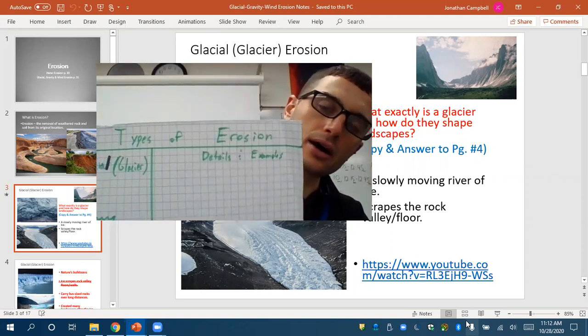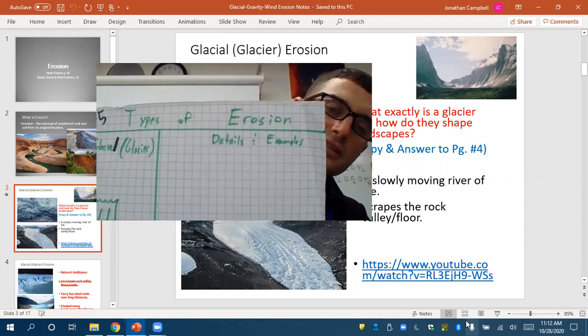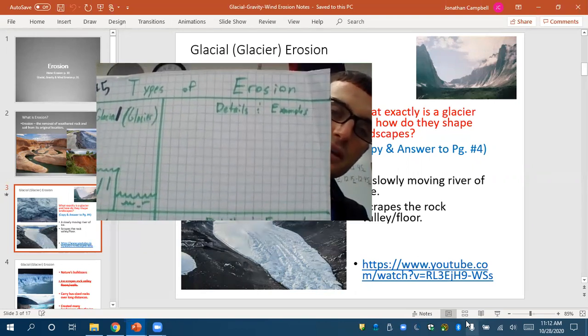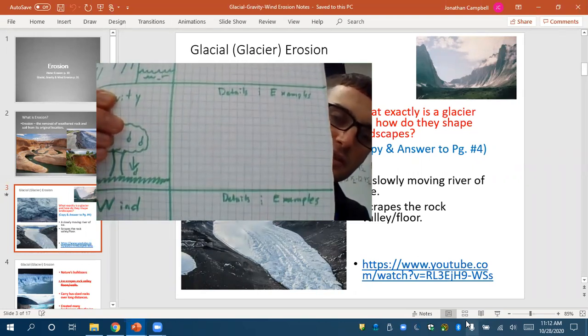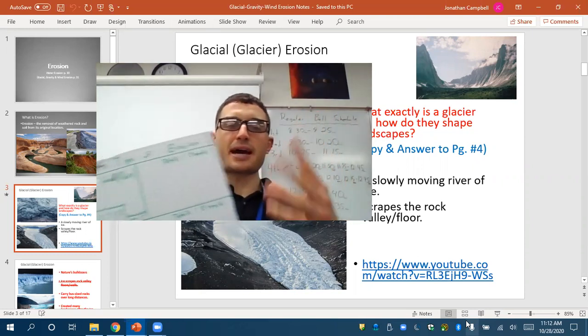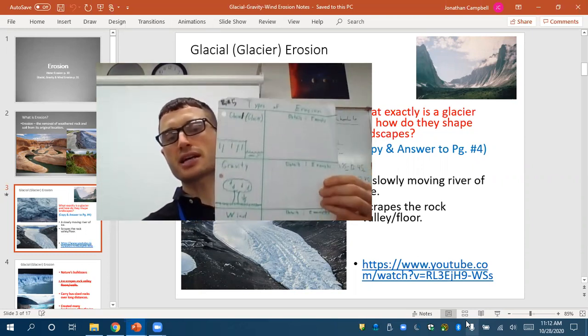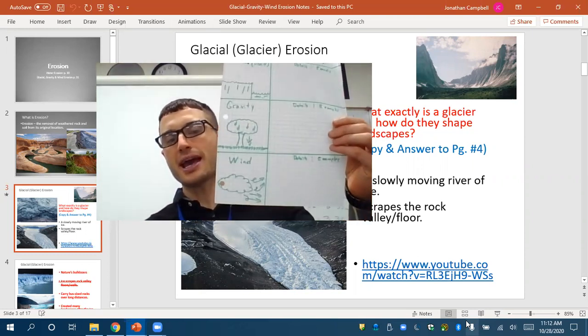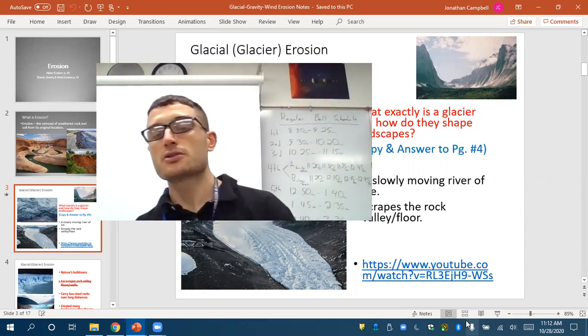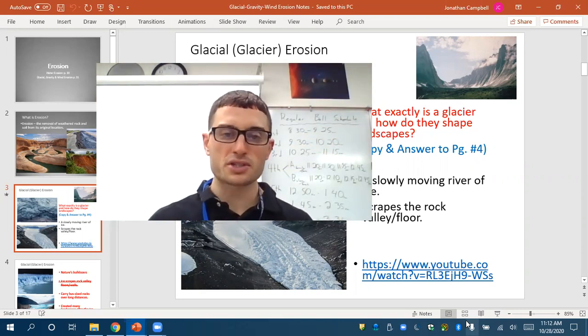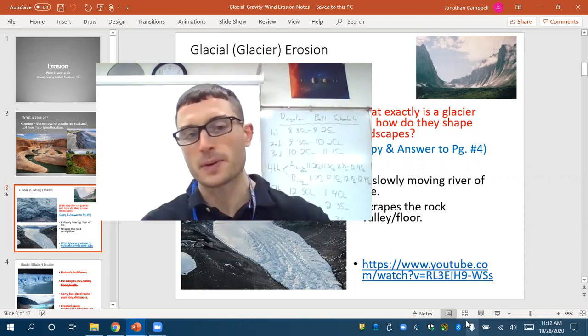And our stuff includes here details and examples. So you're going to have the details and examples of each one. 3 categories: glacial, glacier, gravity, and wind. Okay. So let's only do the first one, which is glacial. So do the first one. This is on page 5.